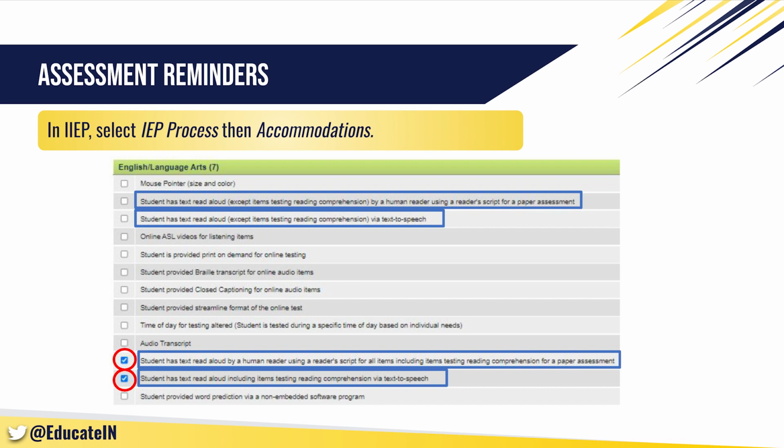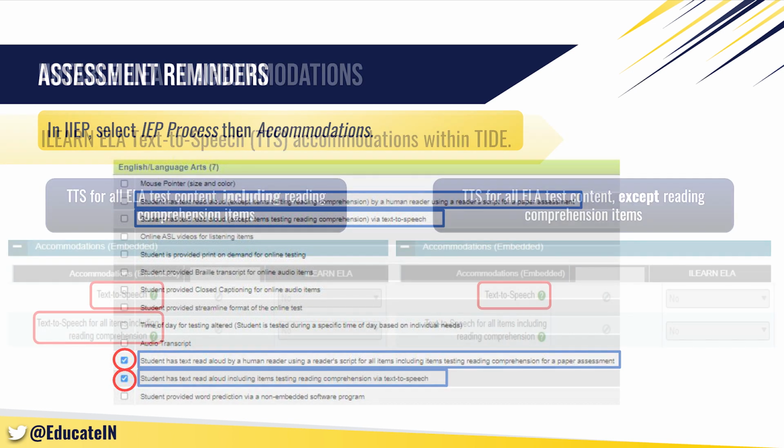Highlighted in blue, you will see the 4 read-aloud choices. In this example, you see that 2 of the read-aloud choices have been checked. If 2 read-aloud options are chosen, you will receive an error message indicating that both items cannot be selected within the same section. You will only be able to check one of the 4 choices.